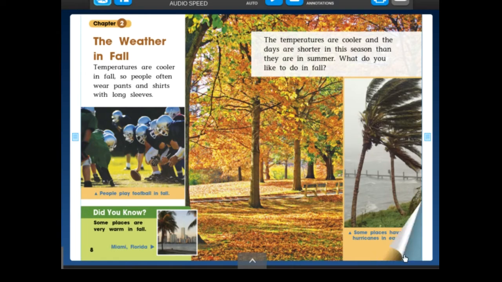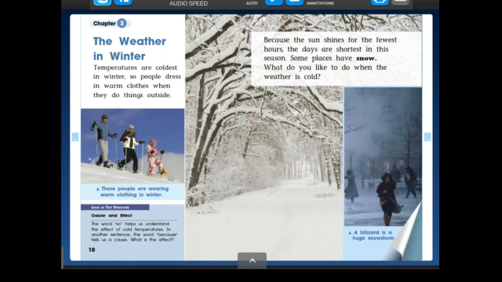All right, let's do maybe two more, at least one more. This one is called The Weather in Winter. So here's my first question. Why are people skiing? See these people here? Why are people skiing wearing warm clothes? All right, let's listen and find the evidence. Don't just say what you think. Let's find the evidence in the text.